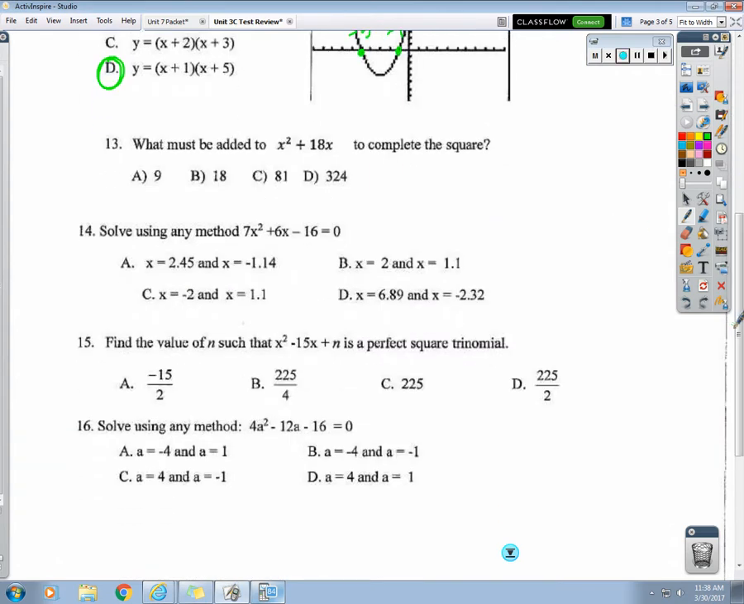All right, number 13. What must be added to x squared plus 18x to complete the square? Well, we just did a complete the square problem a few minutes ago. So they're wanting to basically know how you get the number added right here. How do we get this number? Right? B over 2 squared. What's your B value? Divided by 2 squared, 81. That's all you do.